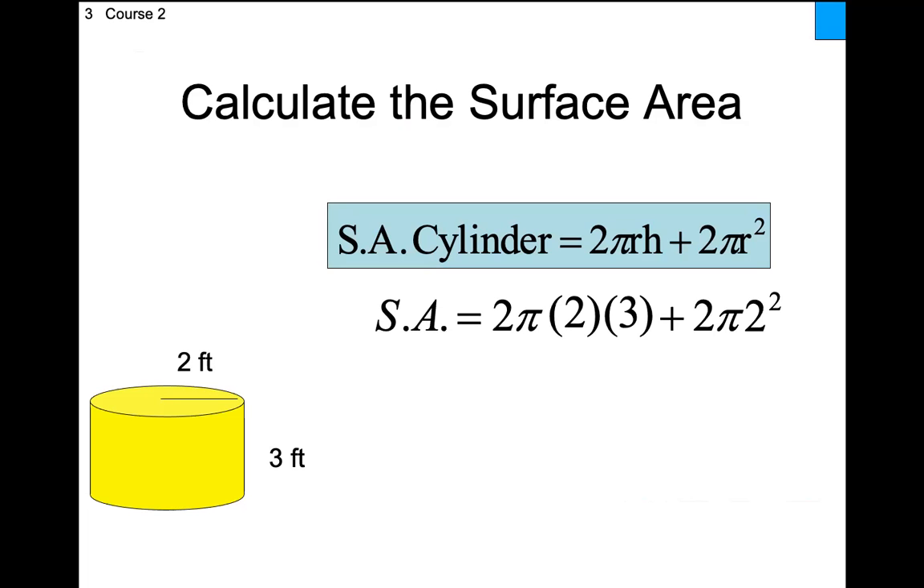Yes or no? All I'm doing is taking what's here in blue and plugging in the numbers. Okay. Yes or no? Yes. Okay.